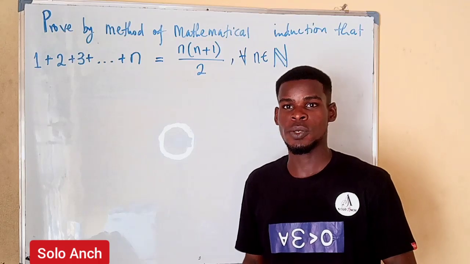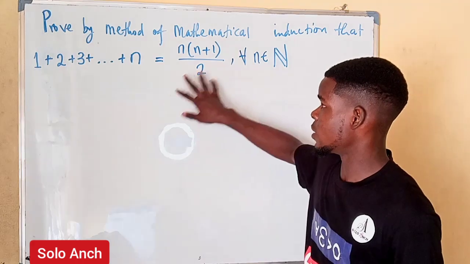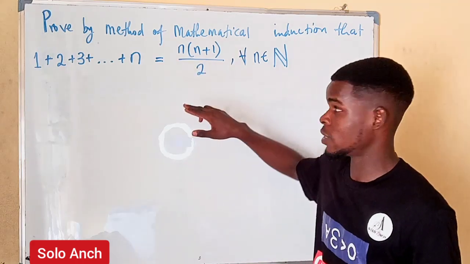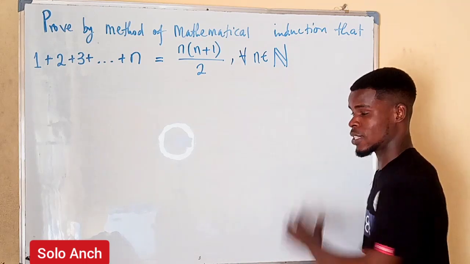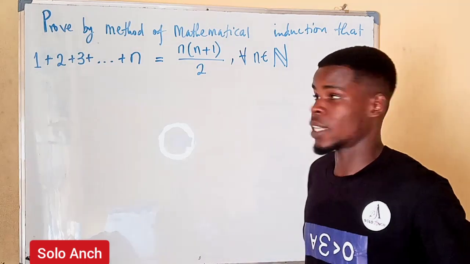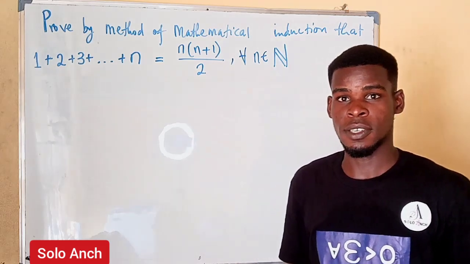Okay, in this video, we're going to show that the sum of the first n natural numbers is the same thing as this expression right here, n into n plus 1 divided by 2, where n, of course, is a natural number. We can show that this is true by the method of mathematical induction.